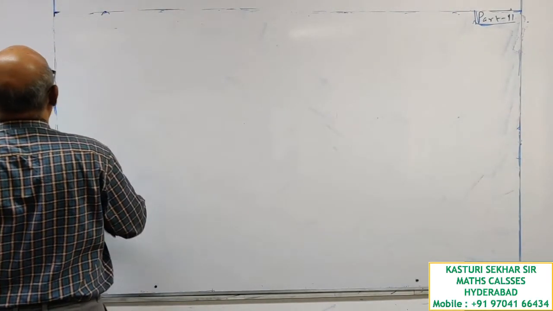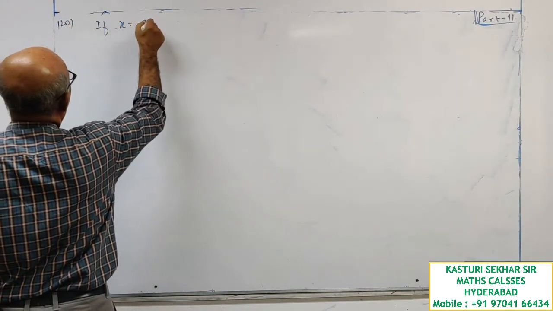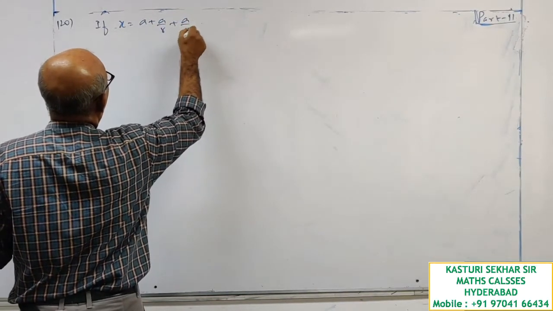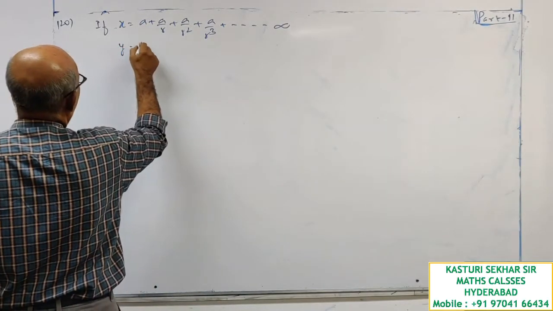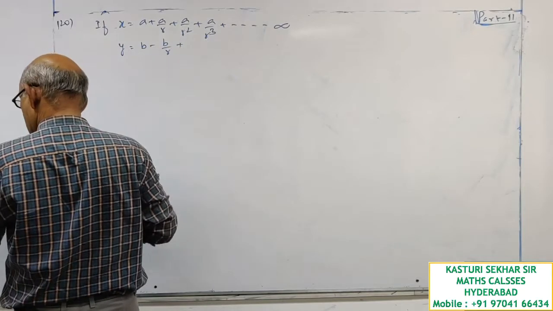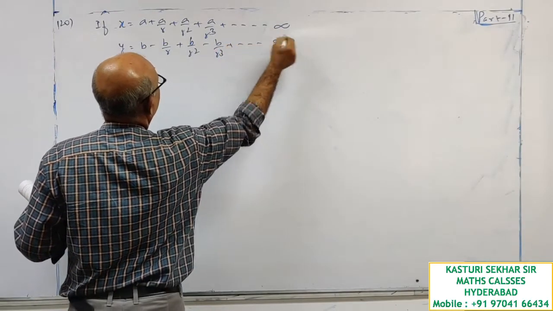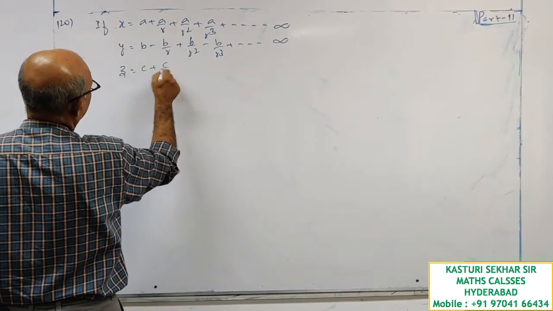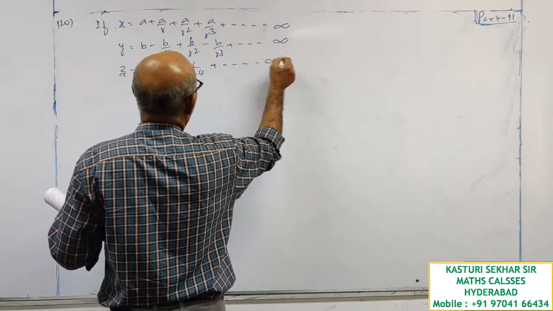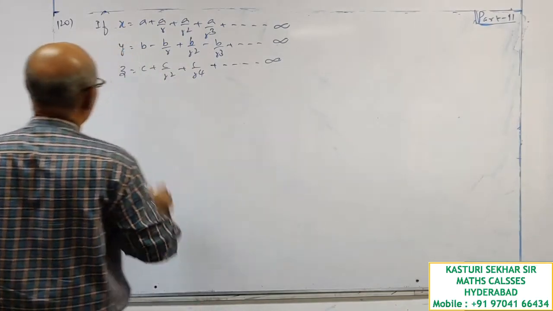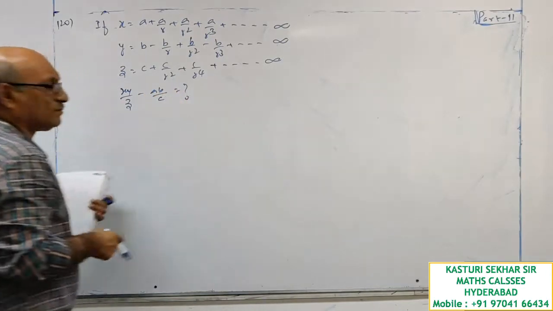Now look at question number 120. If x is equal to a plus a by r plus a by r square plus a by r cube plus etc. infinity, y is equal to b minus b by r plus b by r square minus b by r cube plus etc. infinity, and z is a similar series plus etc. infinity, then xy by z minus ab by c is equal to question.